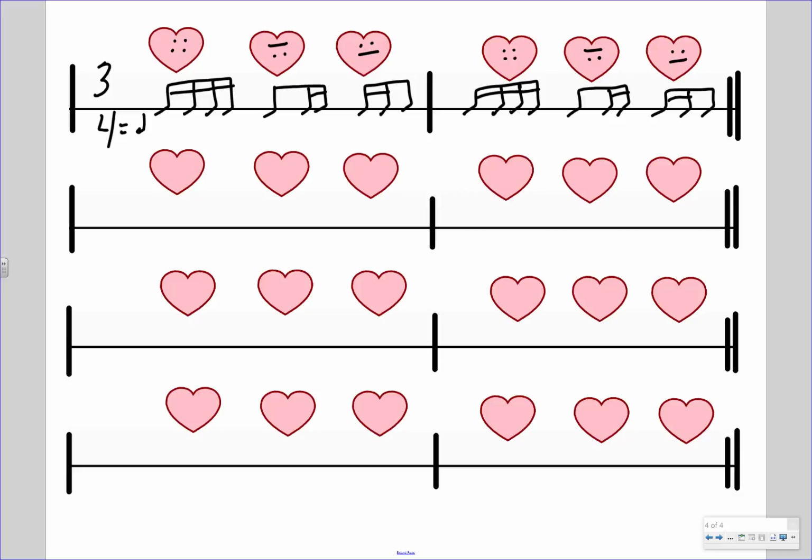Can you please now transcribe that for 3/2? Same exact rhythm. In 3/2, the half note receives the beat, quarter note receives the division, eighth notes are the subdivision.